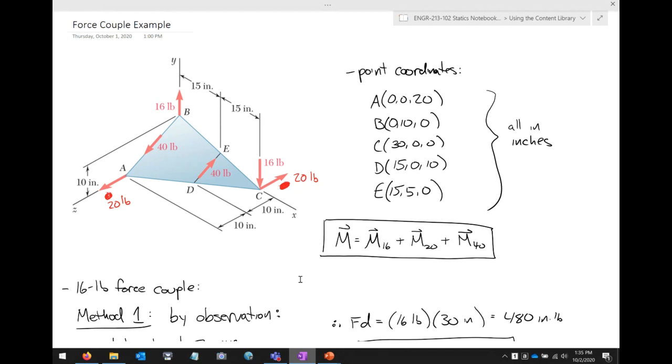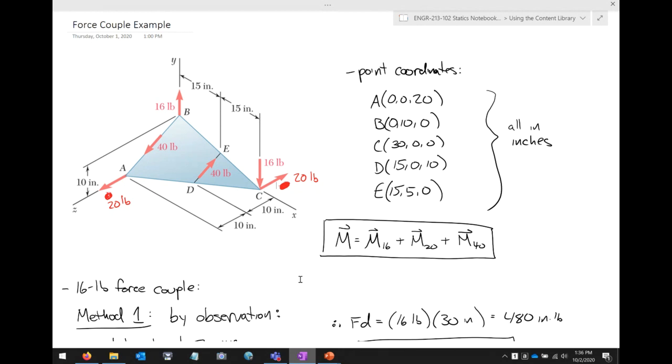That's a great question. Again, don't hesitate to ask about this stuff. This is important stuff. Now, I've got the 16-pound force couple vector. I've got the 20-pound force couple vector. I need the 40-pound. Now, here's the thing. With the 40-pound, I've got forces going all over the place. There's a lot going on here. Because they're at an angle, I propose we need to use method 2.